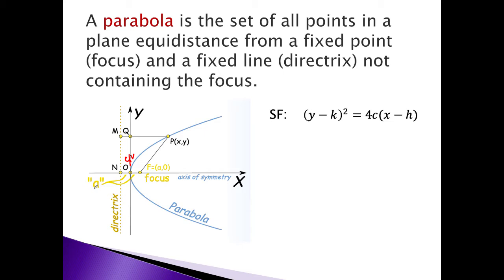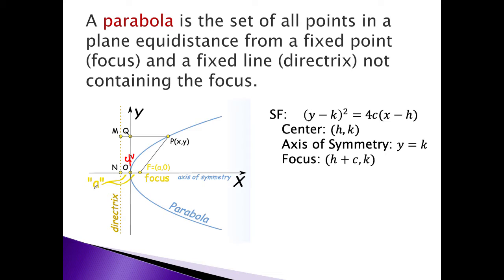The center is given by (h, k). The axis of symmetry is the line y equals k. The focus is (h plus c, k) because we're moving c distance, or in this case a here equals c, from the vertex or the center, and the k value, so our y value, doesn't change. Our directrix is the line x equals h minus c because we're going to the left c distance.